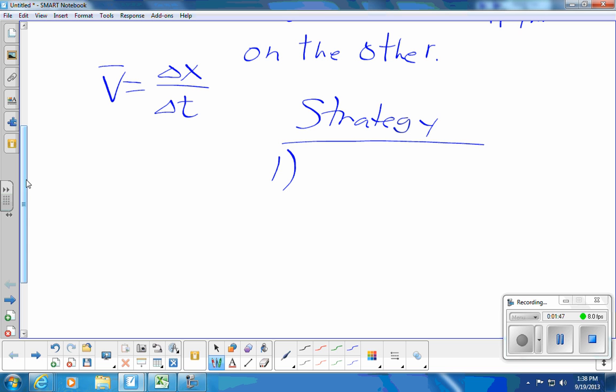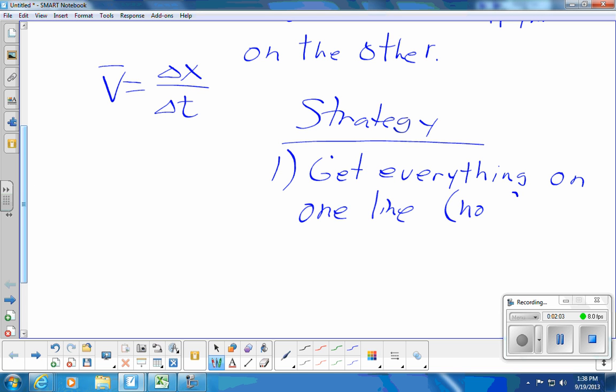I suggest that no matter what you're solving for, the first thing you should do is get everything, all the variables, all the quantities on one line. In other words, no fractions. So in this average velocity equation, there's a fraction on the right-hand side. And so the first thing I'm going to do, no matter what I'm solving for, is get rid of that fraction. To do that, I have to get the delta t out of the denominator. How do I do that?